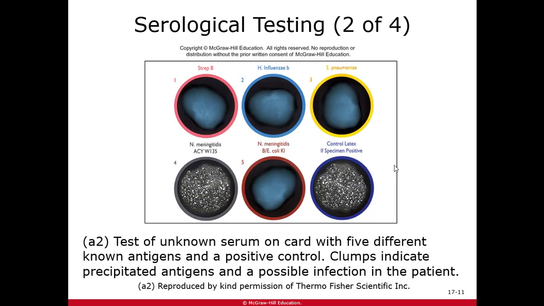This is showing an example unknown serum on a card with 5 different known antigens and our positive control. And so those clumping indicates some of the precipitated antigens and a possible infection. So right now it looks like our patient has a Neisseria meningitis because that clumping happened, meaning they had the antibodies with that known antigen that was on there, and it caused that clumping to be visually used for a diagnostic tool.